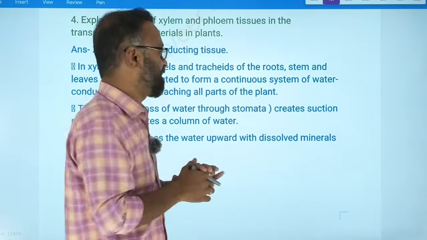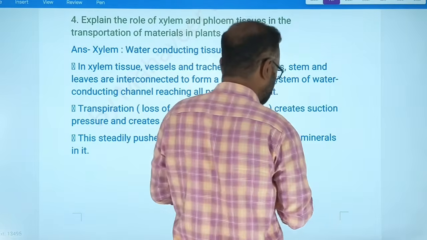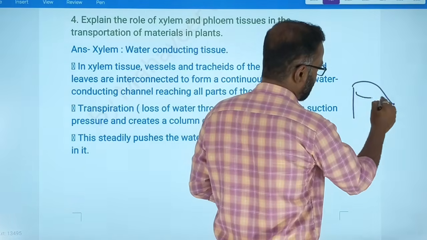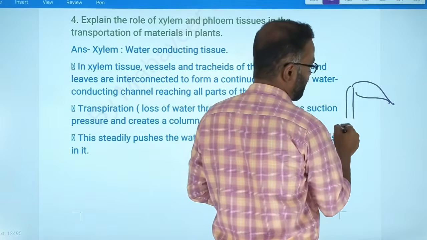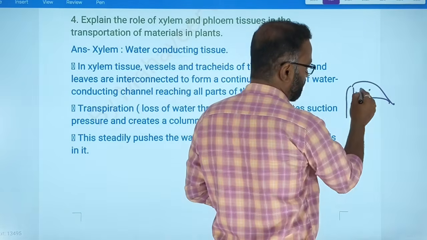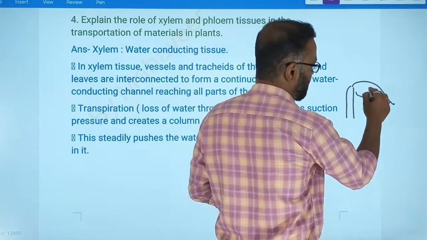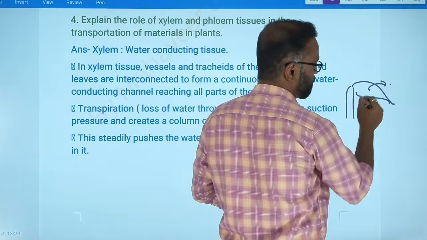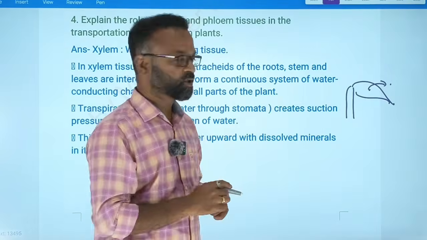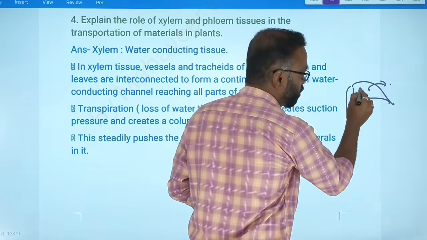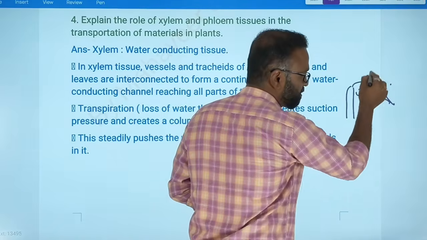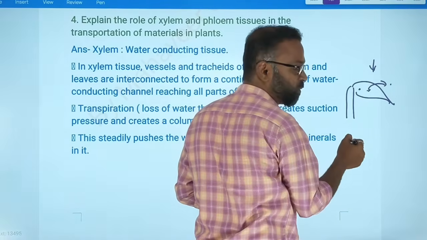How exactly is it happening? Let us try to understand now. Imagine this is a leaf and this is the xylem. Now if there is a water molecule present in the stomata, it will escape with the help of transpiration. With the help of what? Transpiration. Now what will happen to the next water molecule? If this water molecule is escaping, then here it creates a lower concentration of the water.